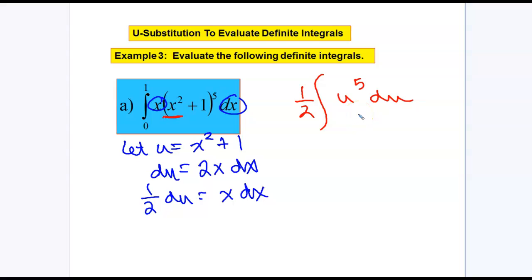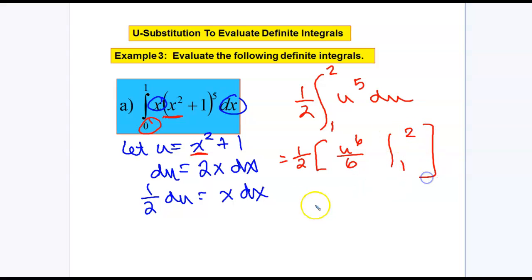So in order to not have to do that last resubstitution step at the end, I'm going to change my limits for u. So all I do is I take this 0 and plug it in for x here. So I'm going to get 0 plus 1. So the new limit for u is going to be 1. And if I plug 1 in here, 1 squared is 1 plus 1 is 2. So now I can just evaluate this integral like I did back in chapter 5.